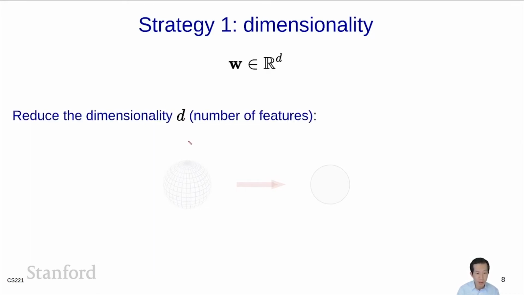Pictorially, this looks like this. Imagine you had three features. The set of weight vectors for this three-dimensional weight vector is just a three-dimensional ball. And if you remove one feature, then you end up with a two-dimensional ball. Equivalently, this is saying one of the features has to have zero weight, which you can think about as a restriction on the set of values that w can take.